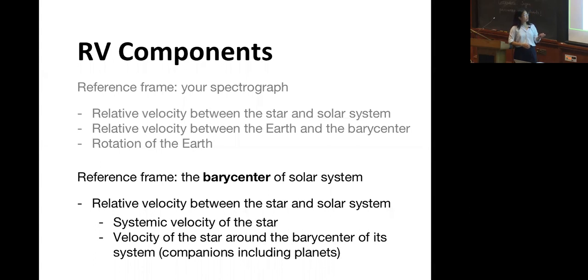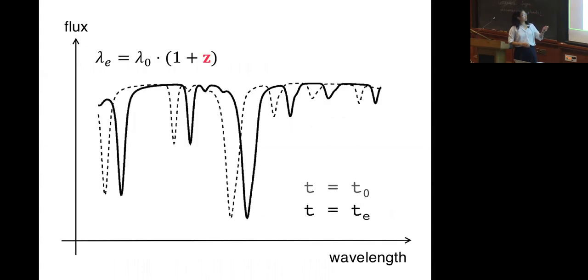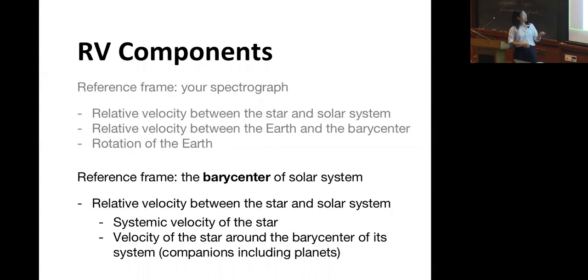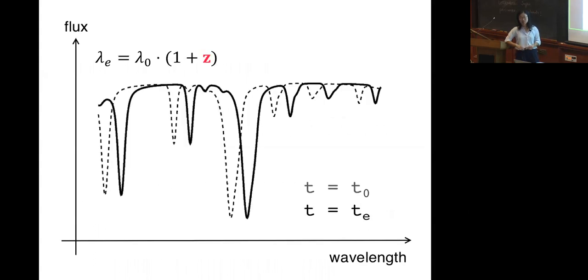So we don't care about the motion of the Earth, although it's in our measurement, and we don't really care about the systemic velocity of the star. But fortunately, that's just an offset. But we care about the variation of the star in time around its own barycenter. So that's really what we're measuring. There are a lot of things coming in at the same time when we're doing the measurement. All right, so how do we do this?